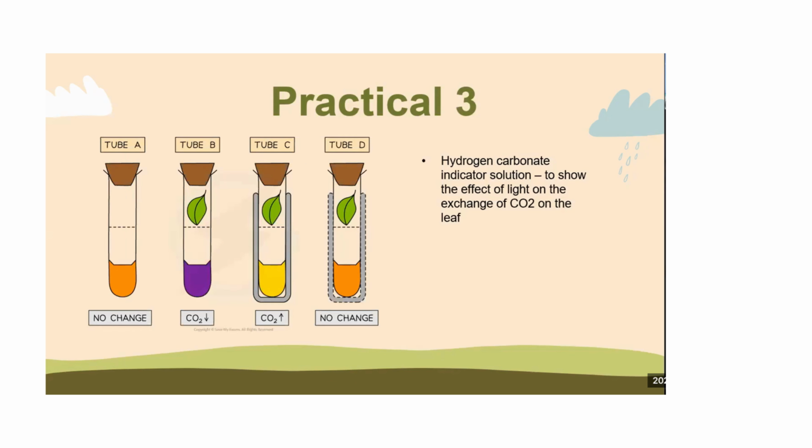In the third practical, we use hydrogen carbonate indicator solution. It shows the effect of light on the exchange of carbon dioxide in the leaf. This tube is used as a control, with no leaf. In tube D, we placed it in a dark environment, so there is also no change. In tube B, there is light, so the carbon dioxide in tube B is used for photosynthesis. The carbon dioxide amount in tube B decreases, so the hydrogen carbonate solution turns purple.